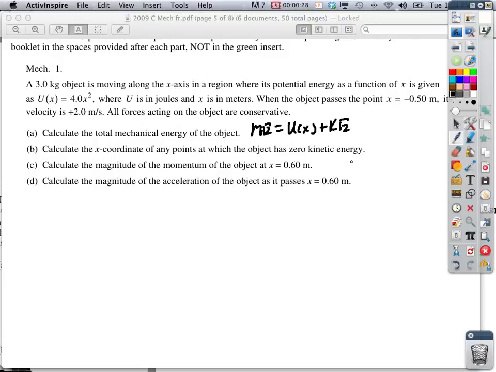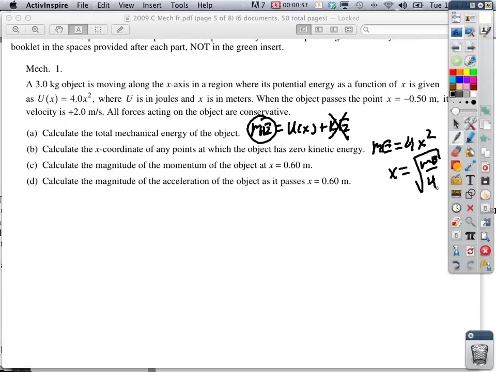So if you have 0 kinetic energy, then that just means the ME, whatever you got up here for ME, is going to equal the U of X. So that means your ME is going to equal your 4x squared. So x is going to be the square root of ME over 4. Pretty straightforward there, too.